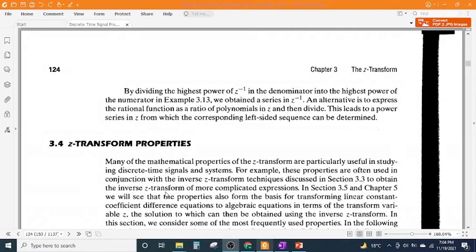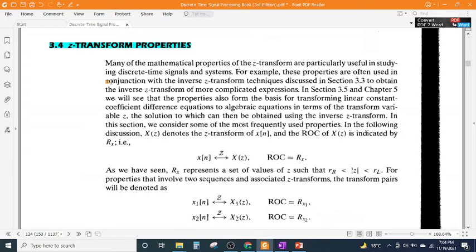3.4 Z-transform properties. Many of the mathematical properties of the Z-transform are particularly useful in studying discrete time signals and systems. For example, these properties are often used in conjunction with the inverse Z-transform techniques discussed in section 3.3 to obtain the inverse Z-transform of more complicated expressions.